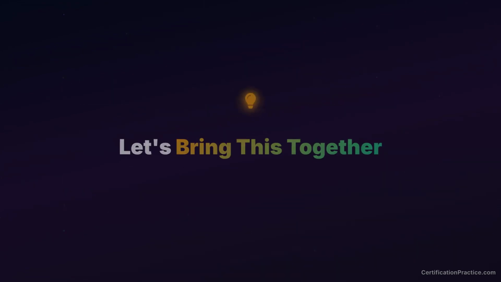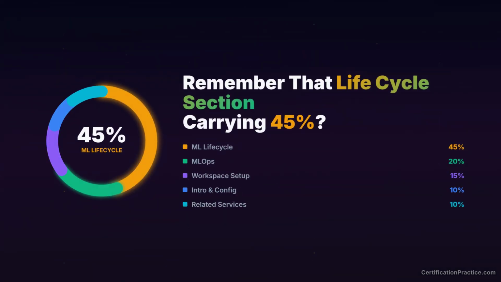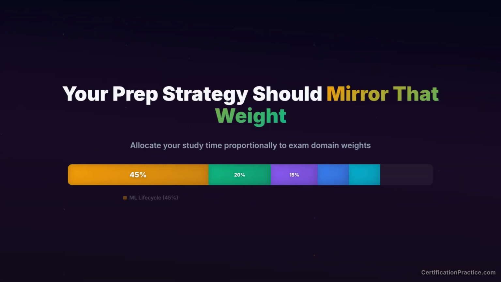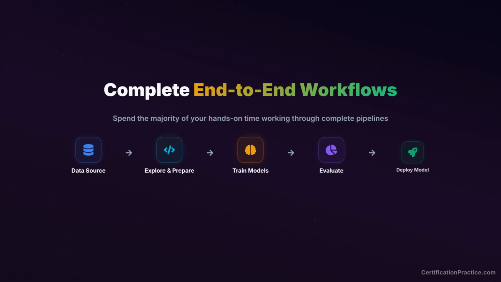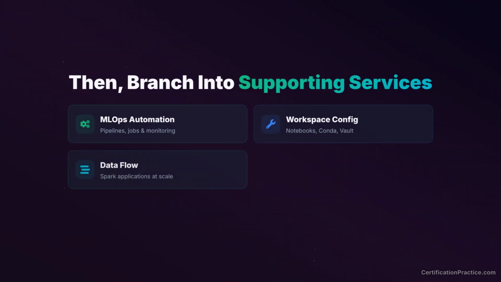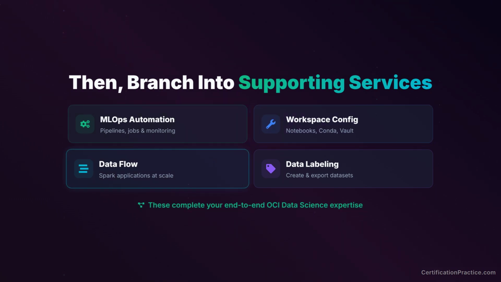So let me bring this together. Remember that lifecycle section carrying 45%? Your preparation strategy should mirror that weight. Spend the majority of your hands-on time working through complete workflows, from data source to deployed model. Then, branch into MLOps automation, workspace configuration, and related services like data flow and data labeling.